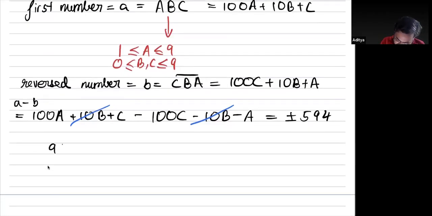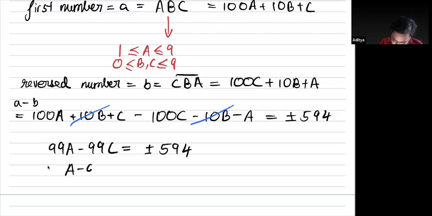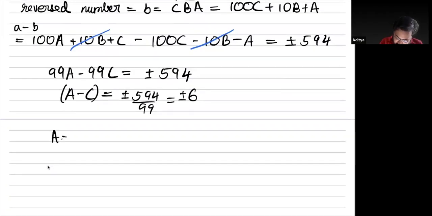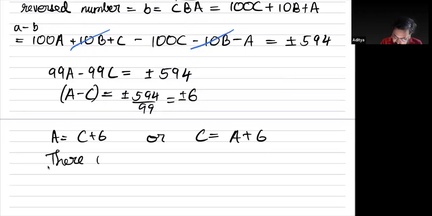So what you get is 99A minus 99C is equal to plus or minus 594. So you get A minus C is equal to plus or minus 594 upon 99. You can see that you can calculate this very easily. First divide by 3, then divide by 3 again, and then you will see that the numerator is divisible by 11. In fact, you will get 66 in the numerator, and you are left with 6 as the answer, plus or minus 6. So this means A equals C plus 6 or C equals A plus 6. There is no restriction.